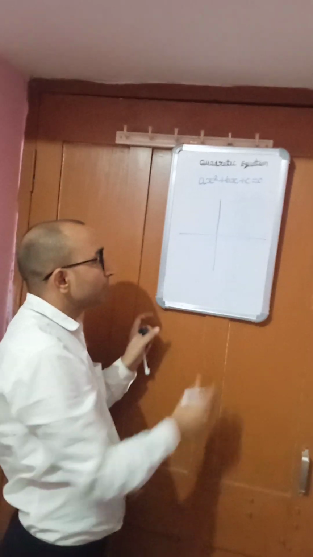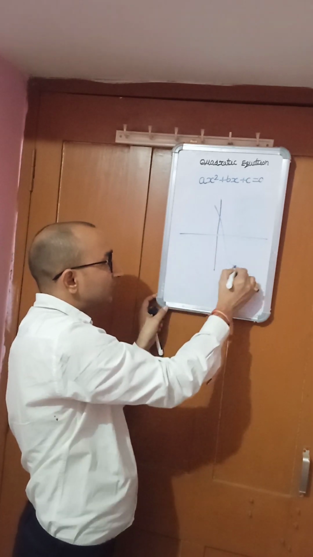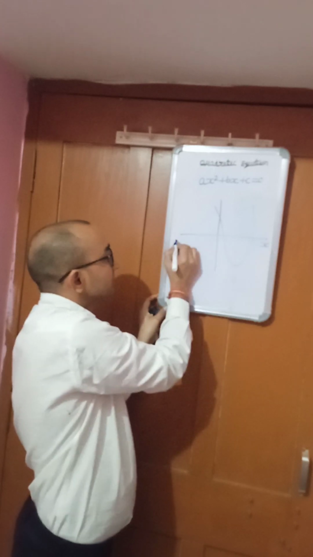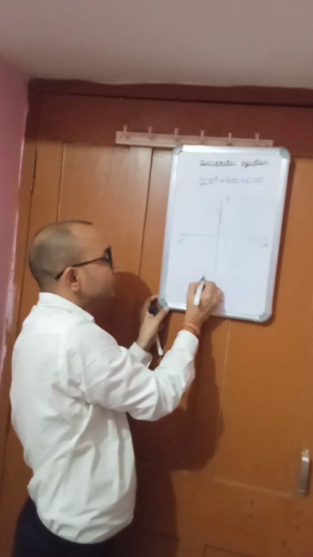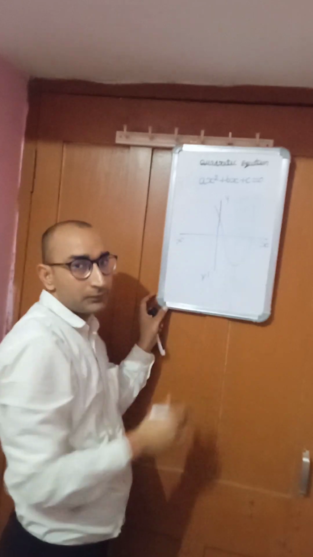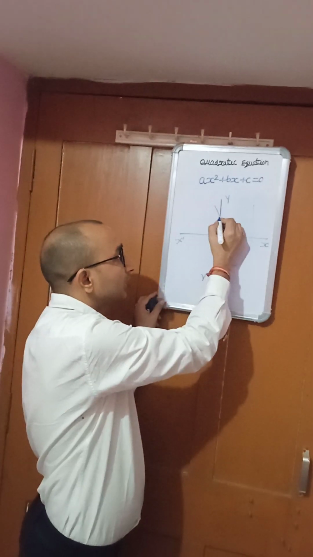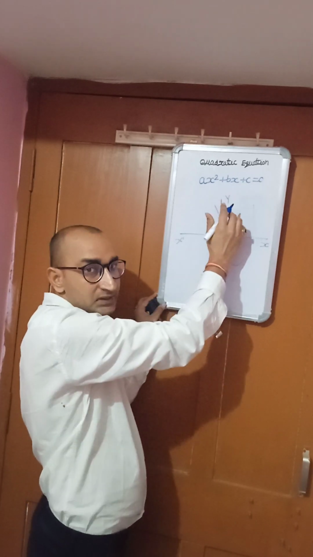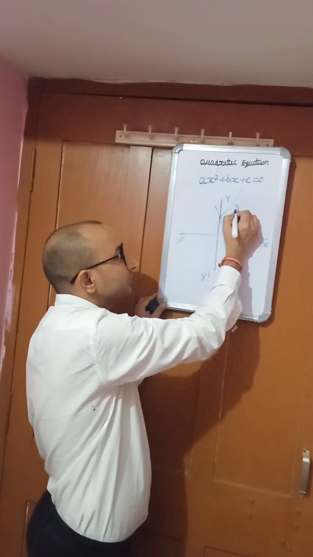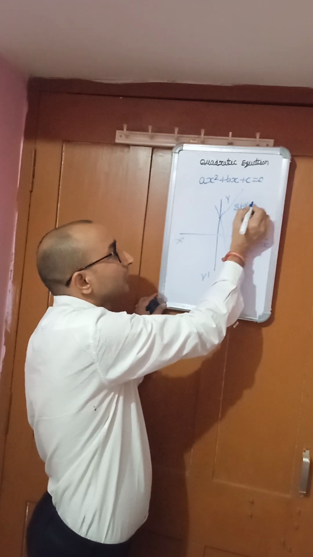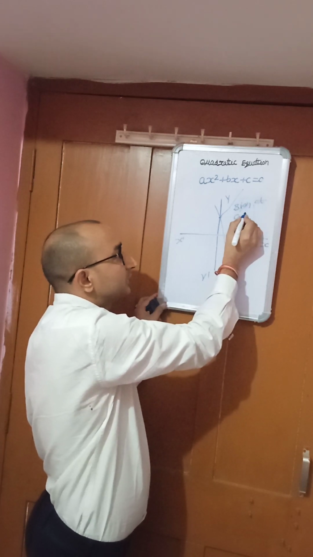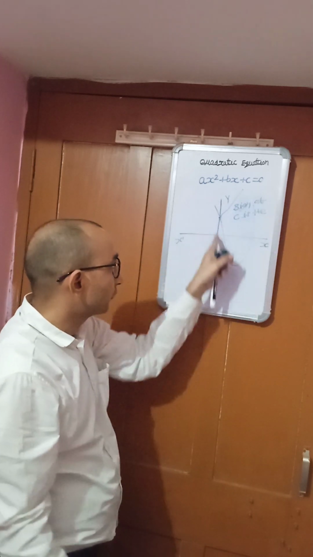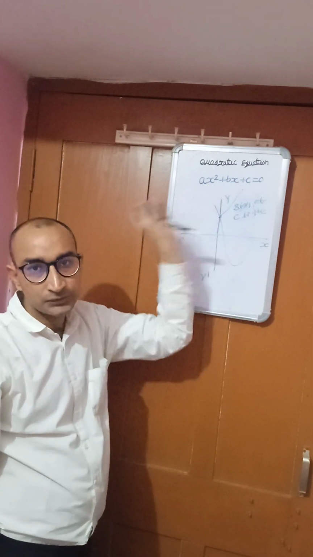If parabola cuts, this is x dash, this is y, and this is y dash, this is the positive y-axis. If the parabola cuts the positive y-axis, then the sign of c is positive. If parabola cuts the positive y-axis, then the sign of c is positive.